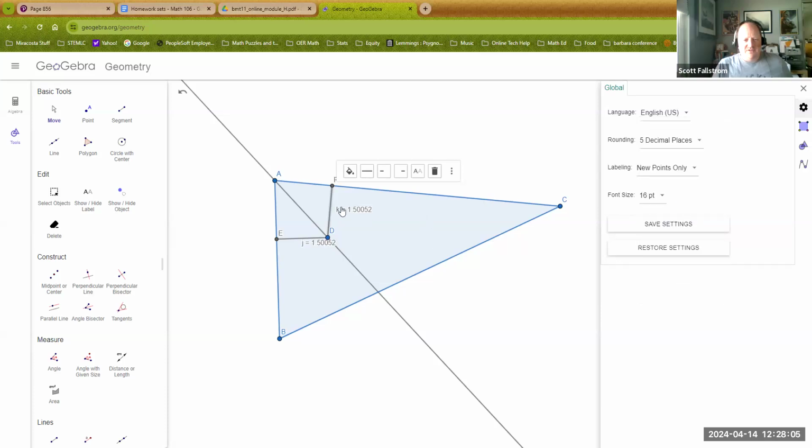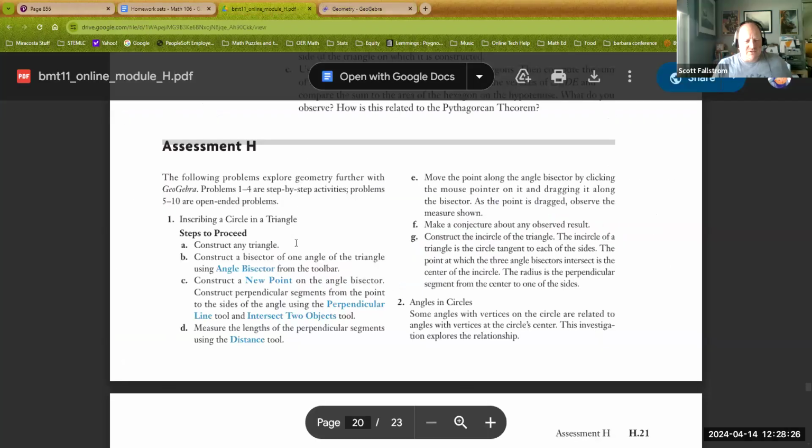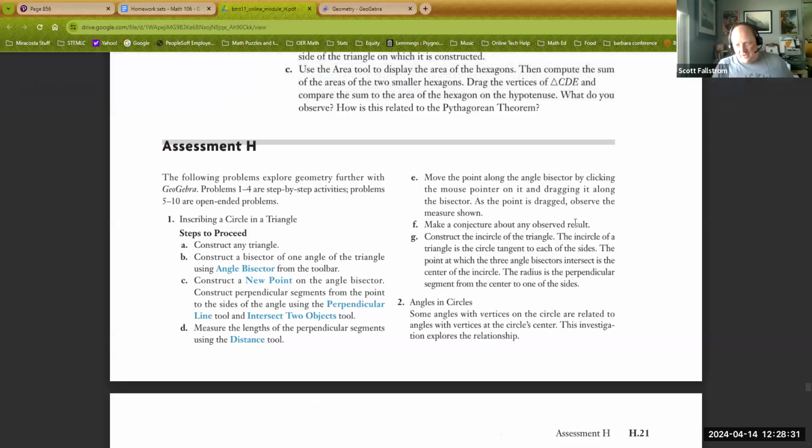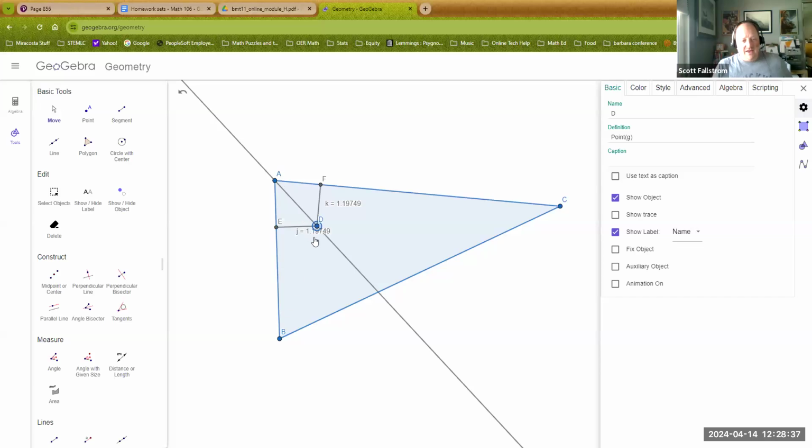The reason is I really want you to see that it's not just rounding it. It's not like it's close. As I drag point D out, what you'll notice is the distance to those sides stays exactly the same. No matter where the point is, the distance from those sides stays exactly the same. Okay, so let's check. We built the new point, we measured the lengths, we moved the point along, make a conjecture. We conjecture that any point on the angle bisector of angle A will be the same distance from the sides that make up that angle.